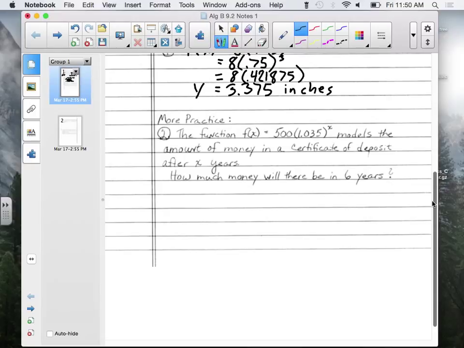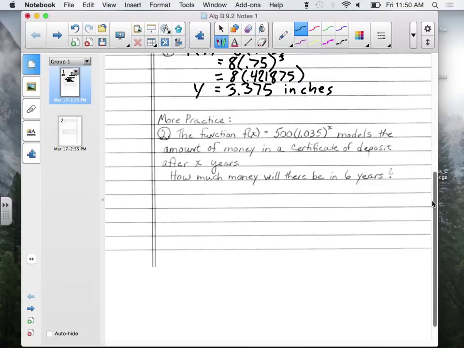So what does f of x represent in this problem? Money. Just money. Malcolm, don't try and be funny because it's not working for me. This problem doesn't have anything to do with inches and you know it.